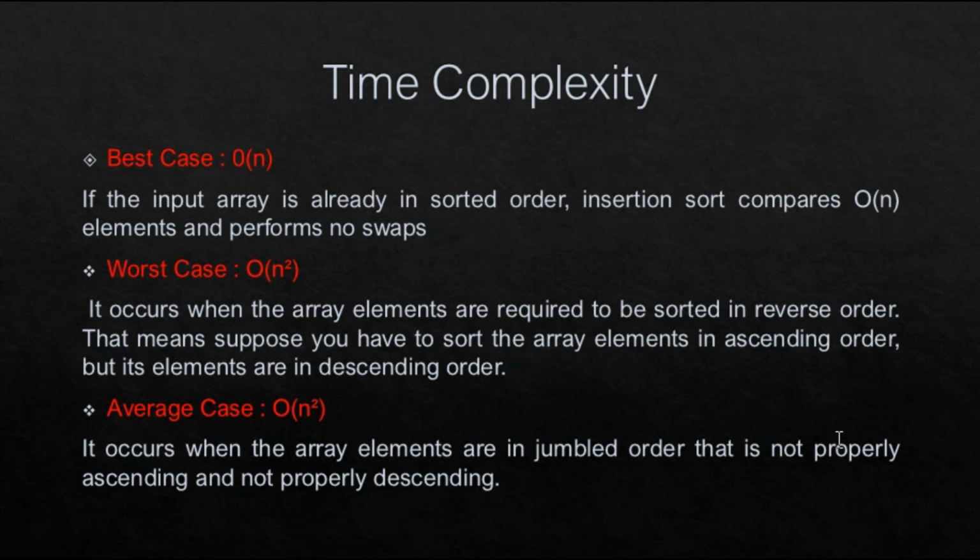And our time complexity in the average case is O of n squared because it occurs when the array elements are in jumbled order that is not properly ascending and not properly descending. The average case and worst case will be the same kasi kinukuha lang naman natin yung highest term of time complexity, which is yung O of n squared. So that is the result of our time complexity. And this is the end of our reporting.